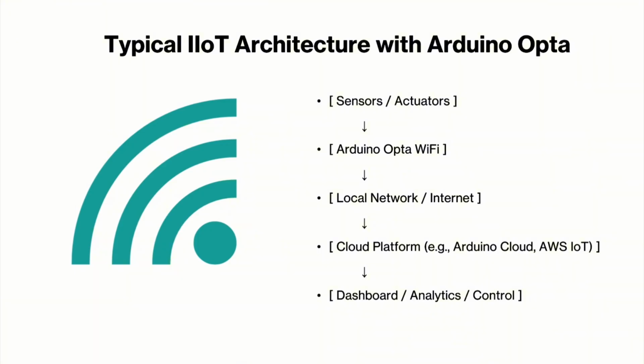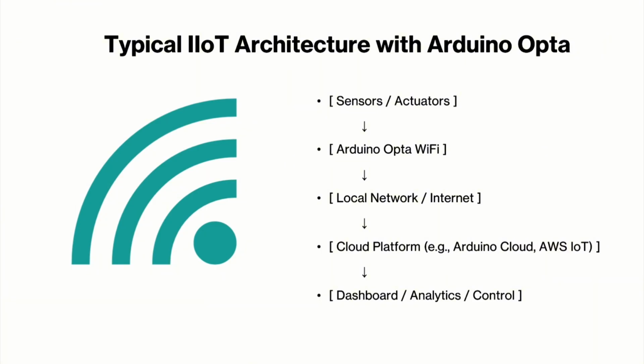Let's see how an Arduino OPTA fits into a typical IIoT architecture. At the bottom layer, you have sensors and actuators connected to OPTA. OPTA acts as the central controller that collects data from all sensors, makes decisions, and drives actuators. The data is then sent through the network layer, either wired Ethernet or wireless, to the cloud platform. The cloud stores this data, performs analytics, and makes it available to dashboards and HMIs at the top layer. Users such as engineers or plant managers can access these dashboards from anywhere to monitor live data, view historical trends, and send control commands back to the system if needed.